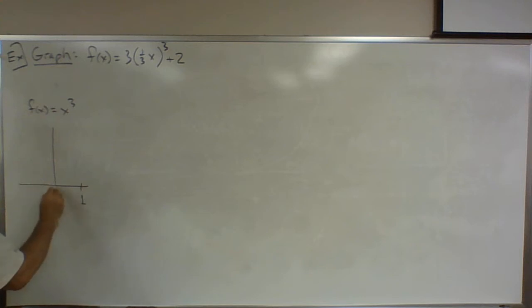And we have our old friends, negative 1, 1, and 0, that we use for reference. And when x is 1, x cubed is 1. When x is negative 1, x cubed is negative 1. And when x is 0, x cubed is 0. And we have the graph of x cubed.